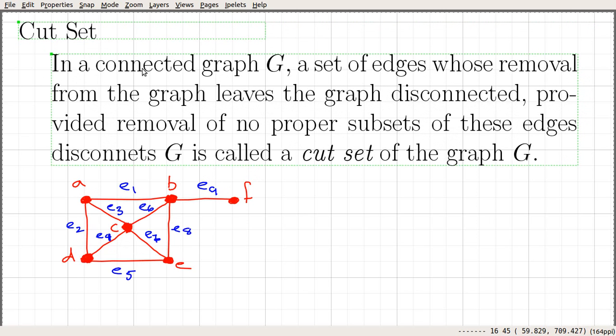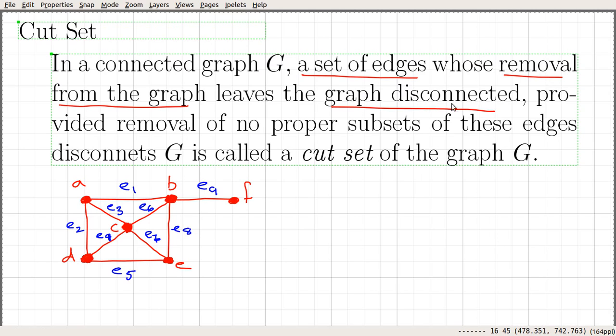Okay, in this video we define cut set, fundamental cut set and fundamental circuit in a given graph. So let me start by defining a cut set. In a connected graph G, a cut set is a set of edges whose removal from the graph leaves the graph disconnected.